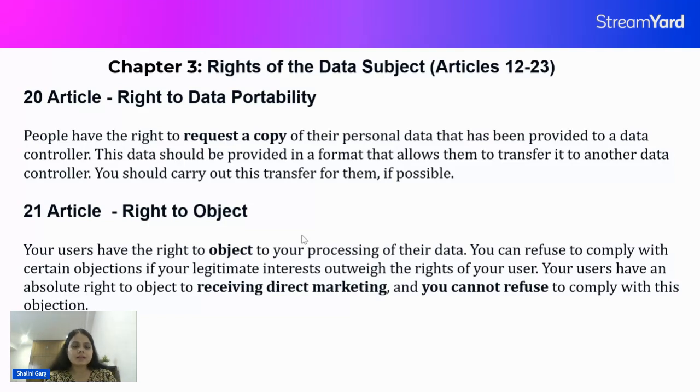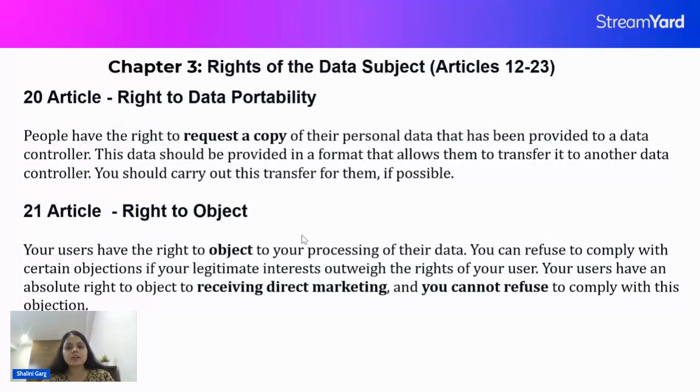In that case, they can continue processing my data. Now, for direct marketing purposes, including profiling related to such marketing, the data subject can object at any time. So for example, one company is using my data for direct marketing. I have bought one cloth from Reliance Trends, and now Reliance Trends is using my data for direct marketing purposes. They are sending me offers. They are sending me other companies' offers.